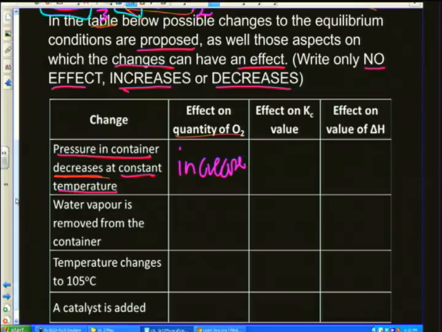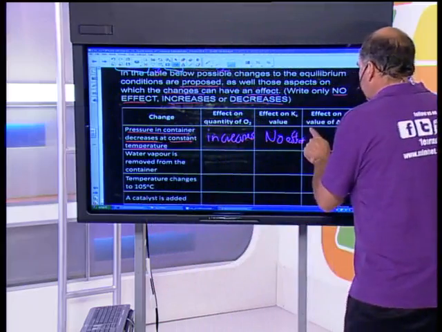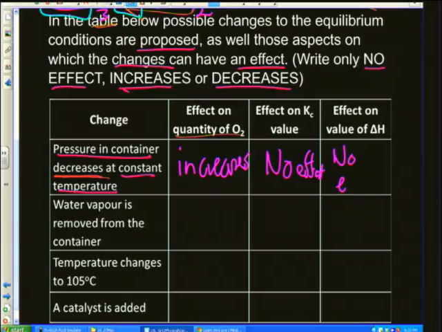What's the effect on Kc? There's no effect. None. No change. So we should really say no effect. So this one increases. What's the effect on the value of the delta H? Guys, there's no change here. Delta H stays the same. Even if you add a catalyst, the delta H is not going to change. So there's no effect. Let's go to the next one.